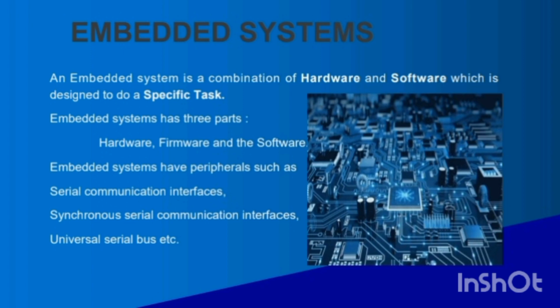Embedded system. An embedded system is a combination of hardware and software which is designed to do a specific task. An embedded system has three parts: hardware, firmware, and software. Embedded systems have peripherals such as serial communication interfaces, synchronous serial communication interfaces, universal serial bus, etc.